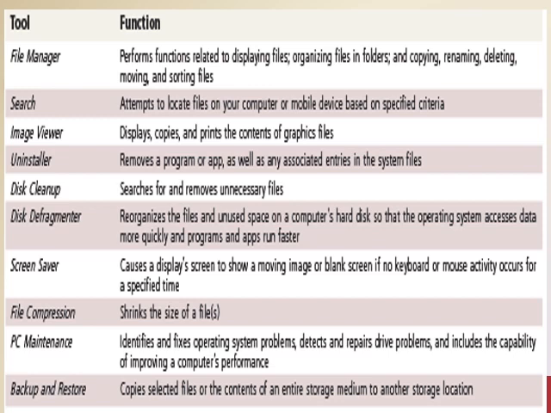With the search feature, you can locate files on your computer or mobile device based on specific criteria. Then the image viewer will help you display images. You can copy the images, and you can print the files. There's an uninstaller which will remove a program or app as well as any associated entries in the system files. Then there's a disk cleanup which will search for and remove unnecessary files. Then there's a disk defragmenter which will reorganize the files and unused space on the computer.